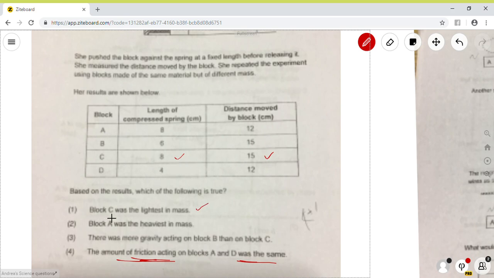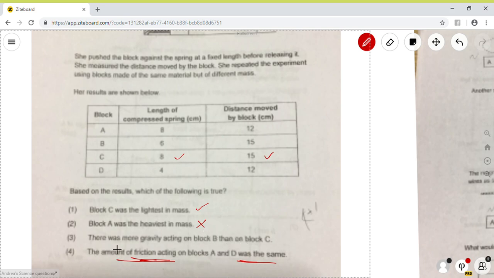Okay, this is the one we will keep. Next, block A was the heaviest in mass. You see, A compressed 8, moved 12. This one compressed 4, moved 12. So this statement is false. Are you following my reasoning?